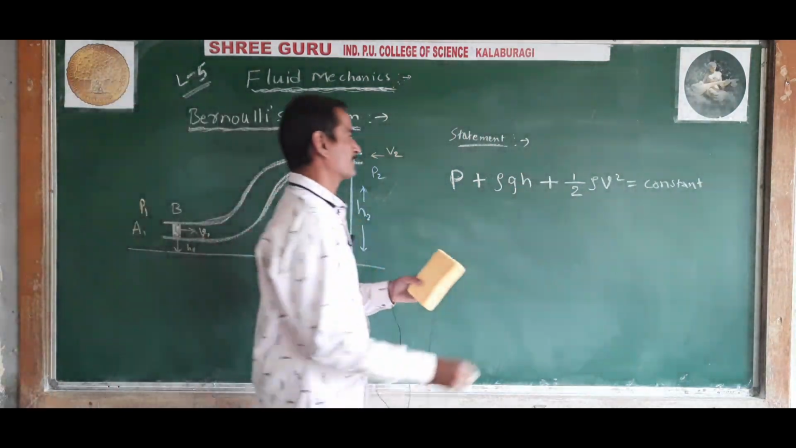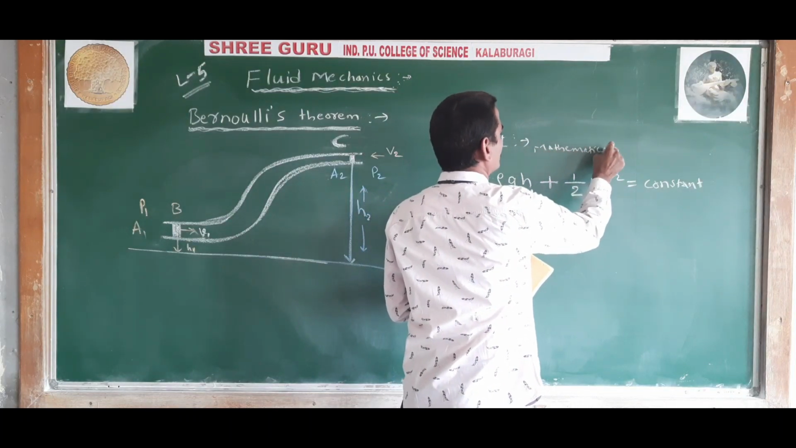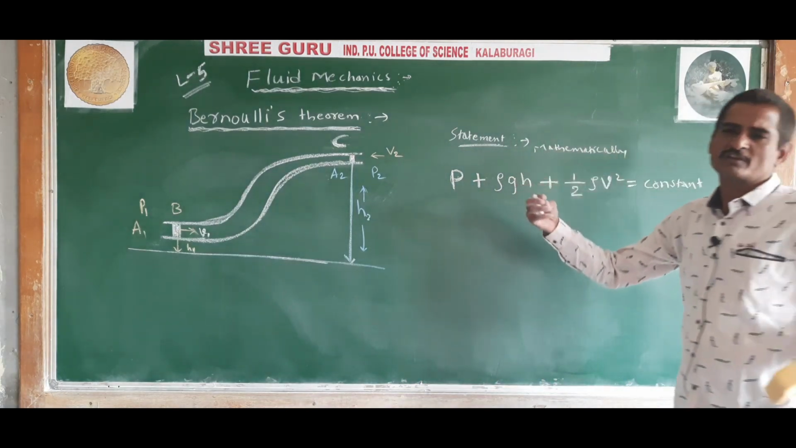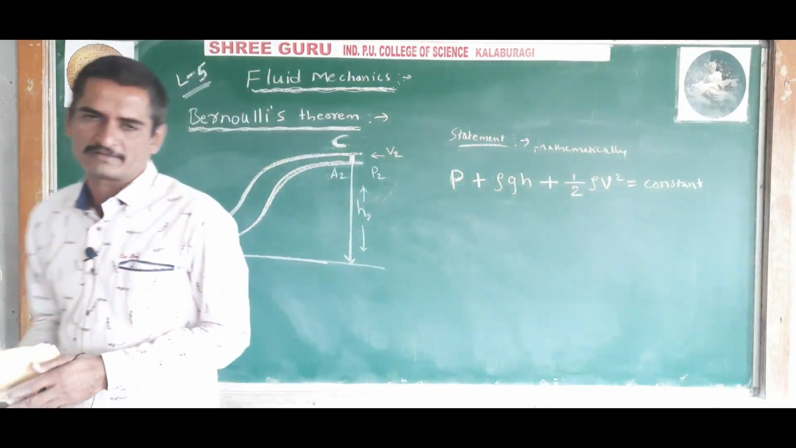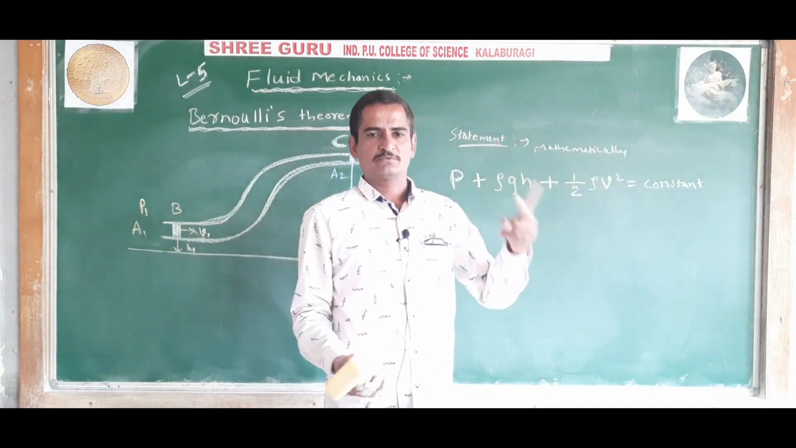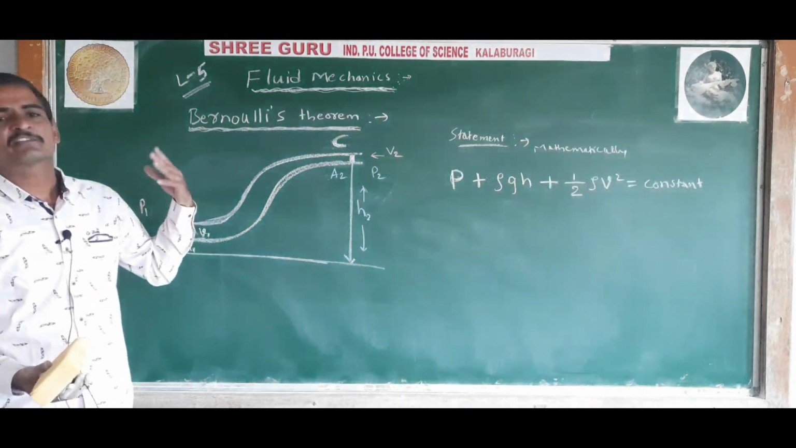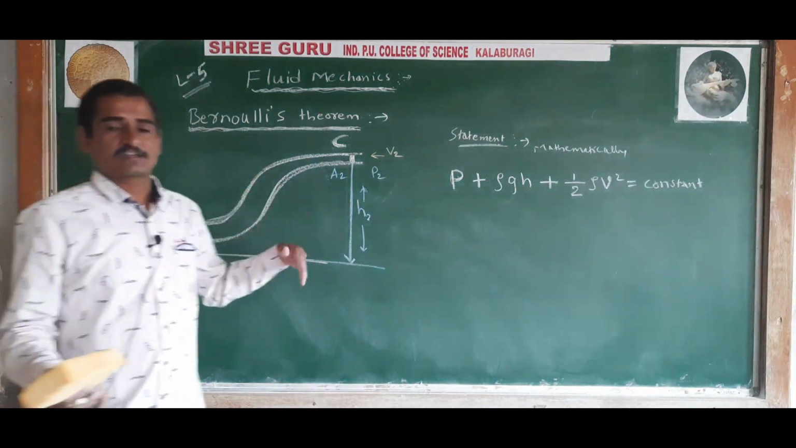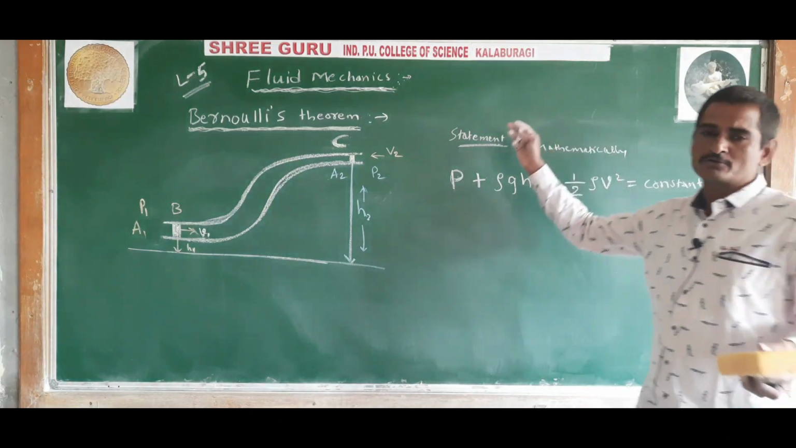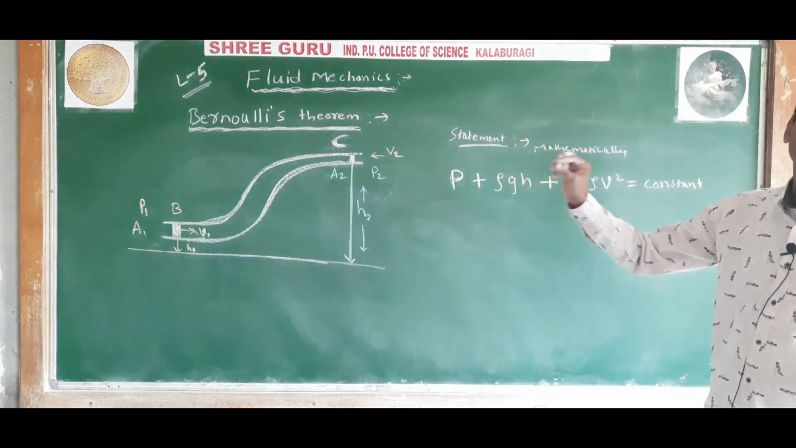So mathematically, the expression for Bernoulli's theorem is given by this. Sometimes they will ask this question for 5 marks and sometimes for 2 marks. If they ask for 2 marks, write the statement and write this formula; 2 marks is enough. If they ask for 5 marks, state and explain Bernoulli's theorem, or state and derive Bernoulli's theorem, then you have to write the statement and then do the derivation. I will do the derivation, that is for 5 marks.